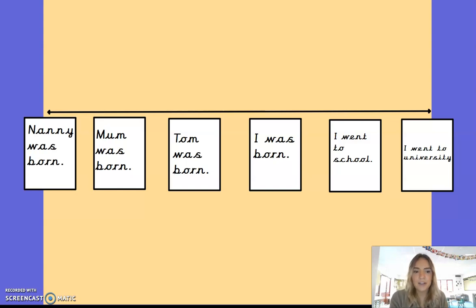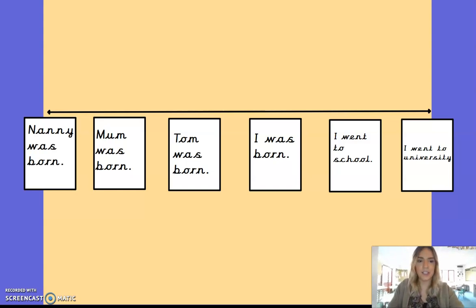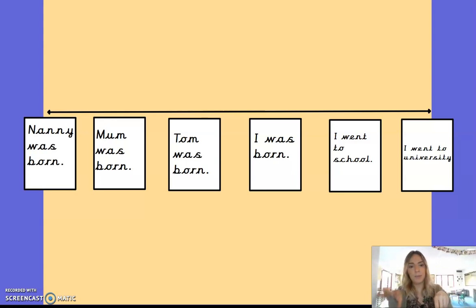Last lesson we looked at creating a timeline of things that have happened in our lifetime and also before our lifetime. So here was mine. On mine I've got Nan was born, Mum was born, Tom, my older brother, was born, I was born, I went to school and I went to university. So I have just placed them in order, so chronological order in the time that they happened.